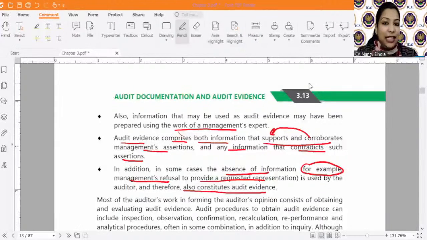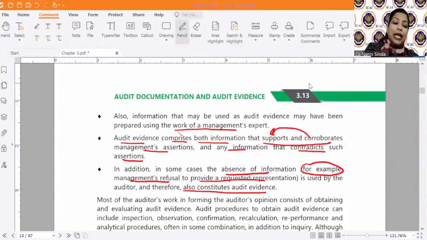So what we have seen is that sufficiency is a measure of what? Quantity. It is a measure of quantity, and it is affected by the auditor's assessment of risk of material misstatement. If risk of material misstatement is high, I'll require more quantity of audit evidence. If the quality is high, less audit evidence may be fine. Less audit evidence may be required. However, more audit evidence will not compensate for what? Poor quality of the audit evidence.